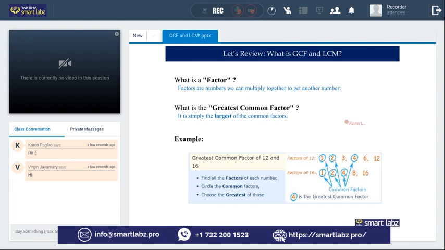Okay, so the greatest common factor of 12 and 16. Let's see. I'm going to put my pen on here real quick, okay? First, I'm going to use green. First thing we're going to look at is the factors of 12. Factors of 12 are 1, 2, 3, 4, 6, and 12, because 1 times 12, 2 times 6, 3 times 4. The factors of 16 are 1 and 16, 2 and 8, and 4 and 4.